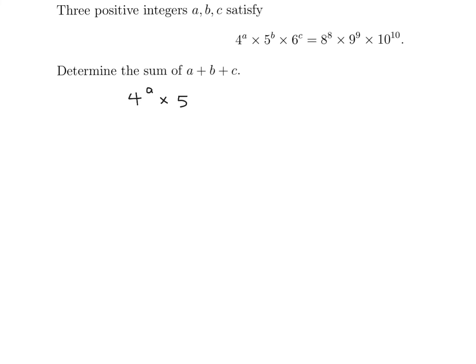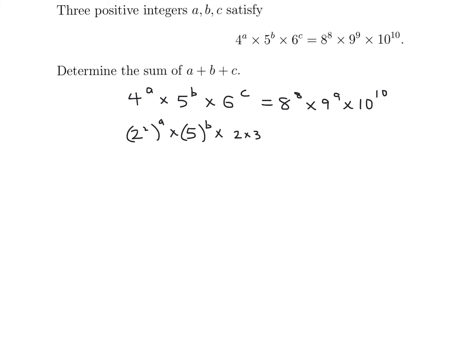So this is going to be 4 to the power of a times 5 to the power of b times 6 to the power of c is 8 to the power of 8 times 9 to the power of 9 times 10 to the power of 10. Okay, so let's break these up into primes. So this will be 2 squared to the power of a. 5 is already prime, so I don't need to do anything there. 6, however, is 2 times 3, to the power of c. 8 is 2 cubed, all to the power of 8. 9 is 3 squared to the power of 9. And 10 is 2 times 5, all to the power of 10.